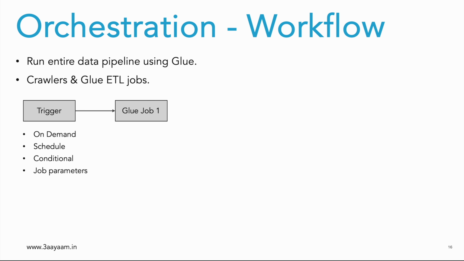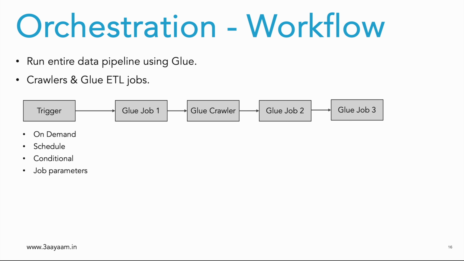So let's say initially we run Glue job 1, and after that we run a Glue crawler. This is how the pipeline is, because the crawler has to run to capture the latest metadata changes in the various data flows and data targets. After the Glue crawler is run, let's say you want to run another Glue job and then another Glue job, and finally you end your pipeline.